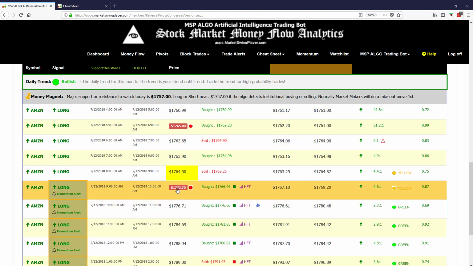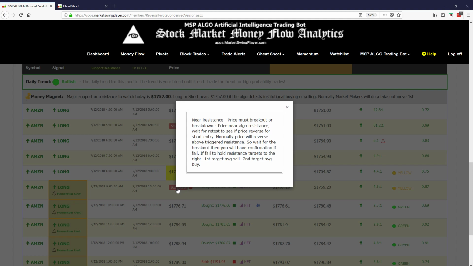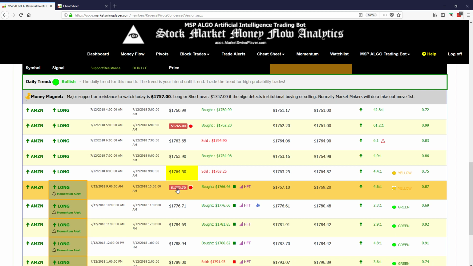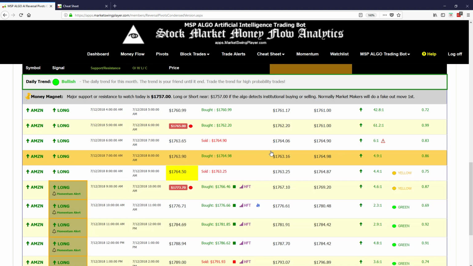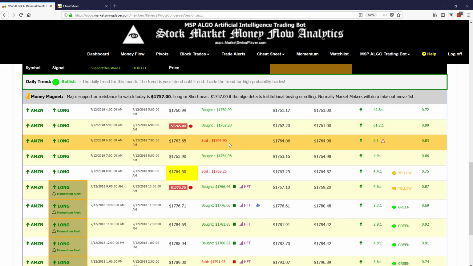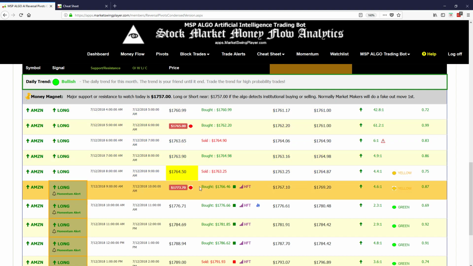Okay, here this is telling me that we're near resistance. So they bought support, we're near resistance, and it's saying price must break out or break down. If it fails, I could short it. If it succeeds, then it's obviously not a short, it's a breakout. Same concept here with this slingshot alert: informational alerts as far as price points, to extremes or not. But right now, all I see is bullish, bullish, bullish, bullish. I barely see any selling, right?